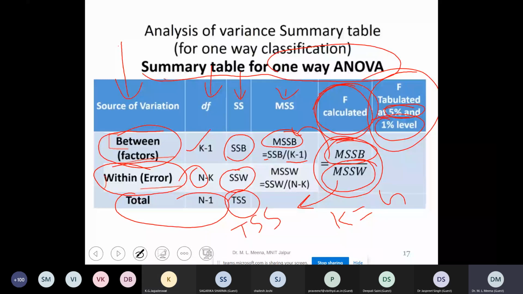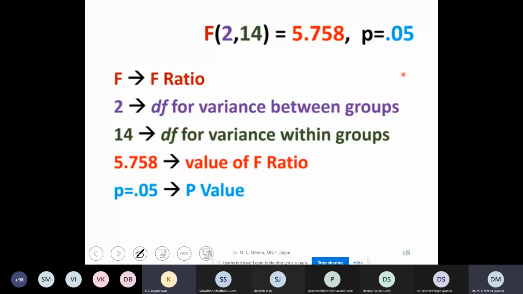So to find the calculated F value, first find the degree of freedom for between groups and within groups, then find the SSB, the SSW, then the MSSB and the MSSW, and finally the numerator and the denominator. The ratio is the calculated F value. After the calculated F value, we find the F value from the table.